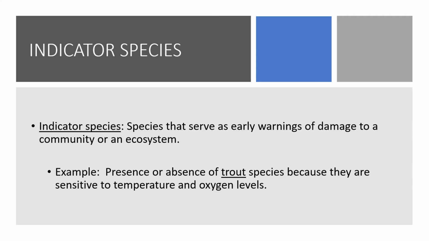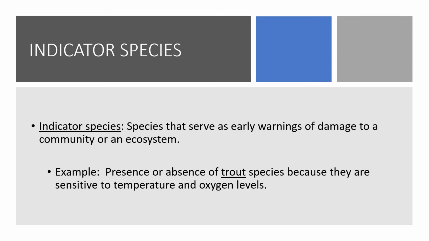An indicator species. This is a species that usually has a very narrow range of tolerance. It likes conditions in a particular range. Often I think they're specialists. They just are very particular in their needs. And if something changes in the ecosystem, they change or their numbers decline, and it indicates that something has changed. So they often serve as early warnings of damage.